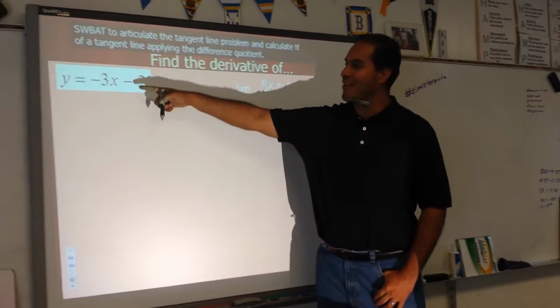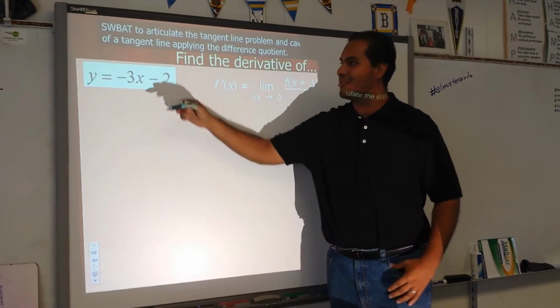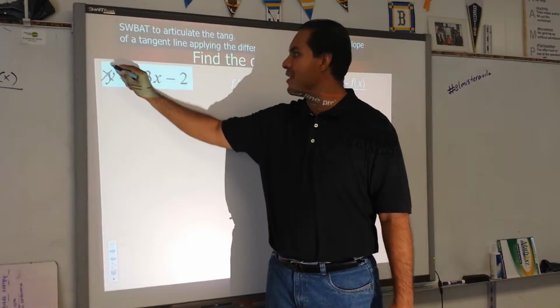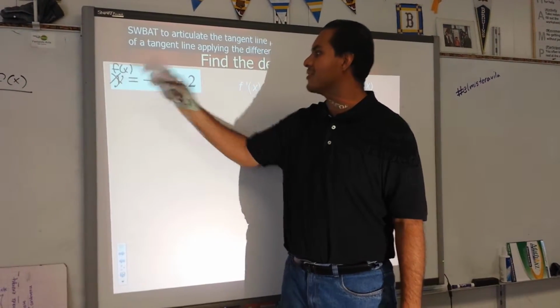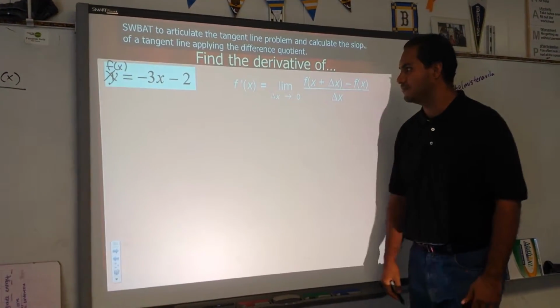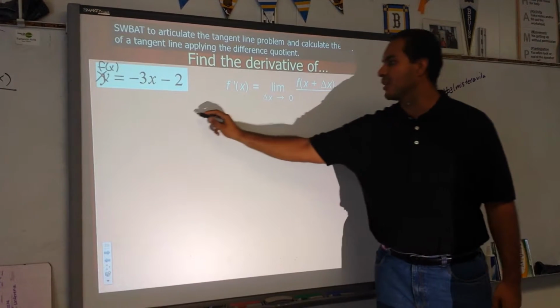The function whose derivative we're going to take is negative 3x minus 2. Now this isn't really written in a way that makes sense. I'm going to write this as f of x equals negative 3x minus 2. So plugging into the formula is going to look like the following.